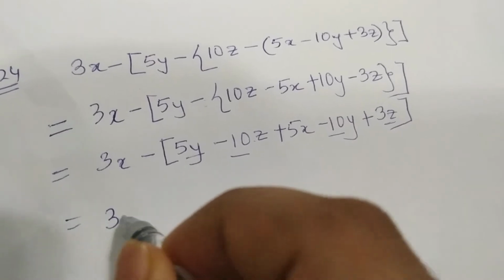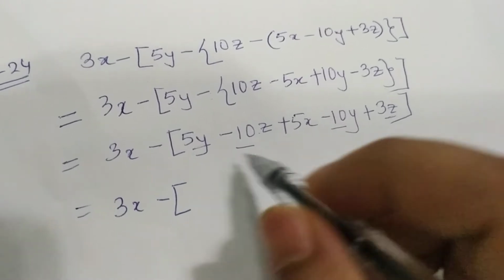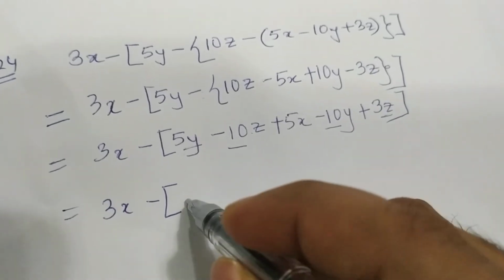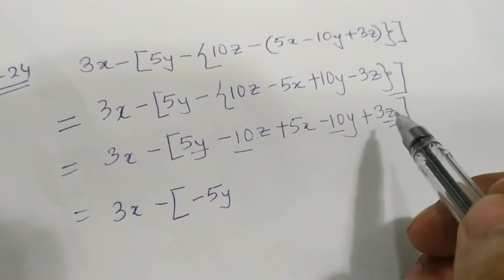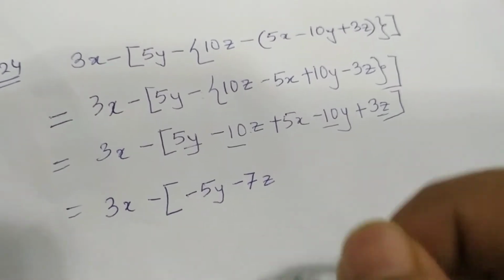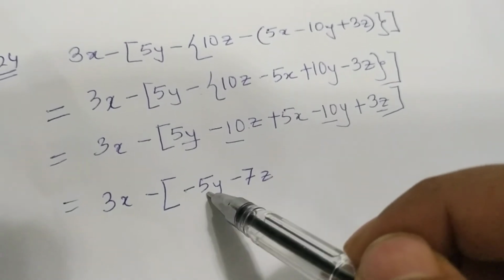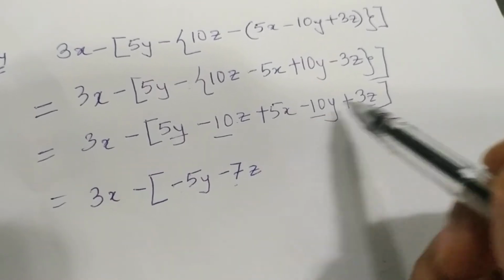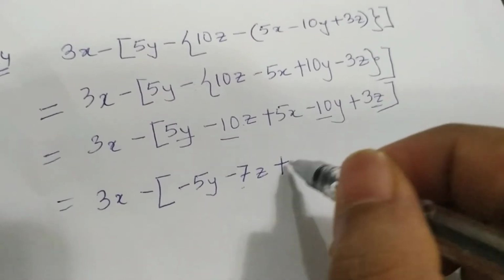So we can write 3x minus, which stays as it is because I'm not removing the bracket in the third line. What I'm trying to do is to shorten this up. So 5y minus 10y is minus 5y. Then minus 10z plus 3z is minus 7z. What I'm actually doing is just subtracting the numbers. 5 minus 10 is minus 5. Again minus 10 plus 3 is minus 7. You already know how to add them up, right? And finally plus 5x stays as it is.